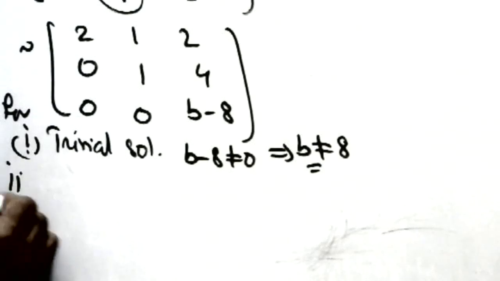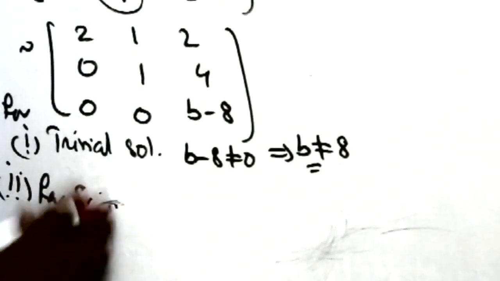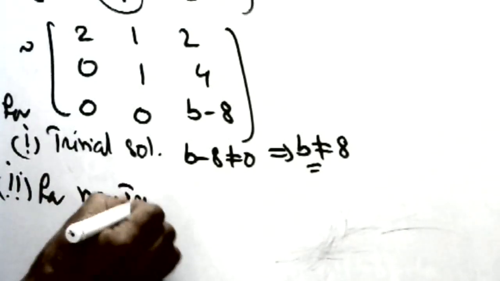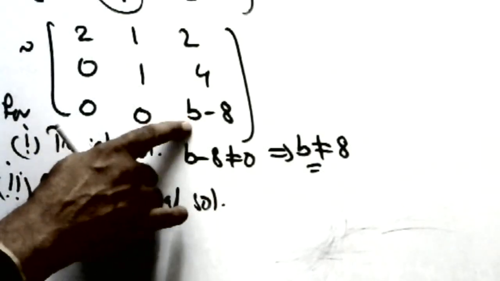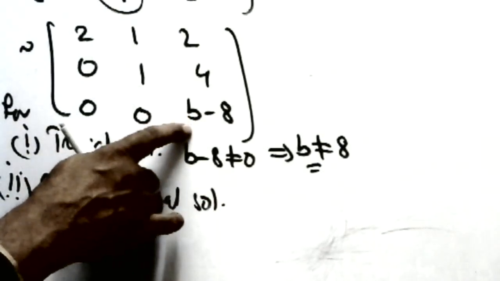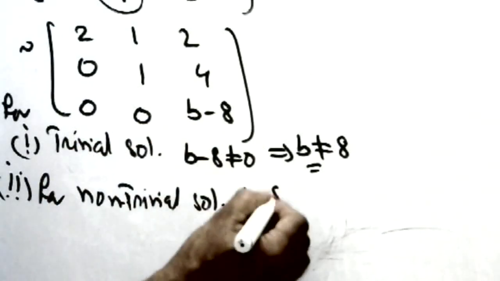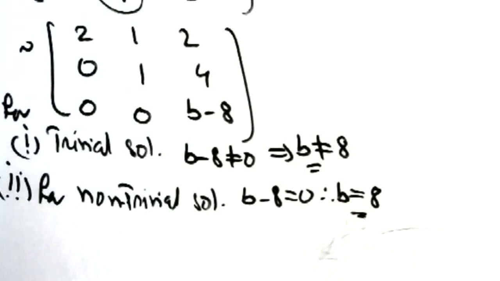Second answer is for non-trivial, any infinite, non-trivial solution. Non-trivial solution means this should be zero, because the rank should be reduced than the variables. Variables are 3, therefore the rank should be 2. The rank will be 2 if this is 0, that is b minus 8 equals 0, therefore b equals 8. We got the second answer.